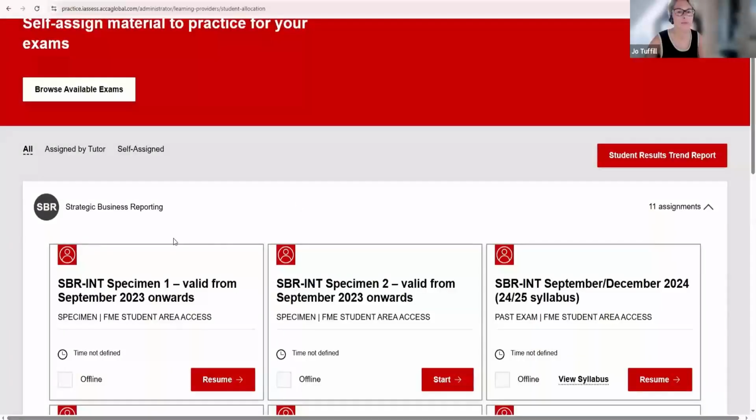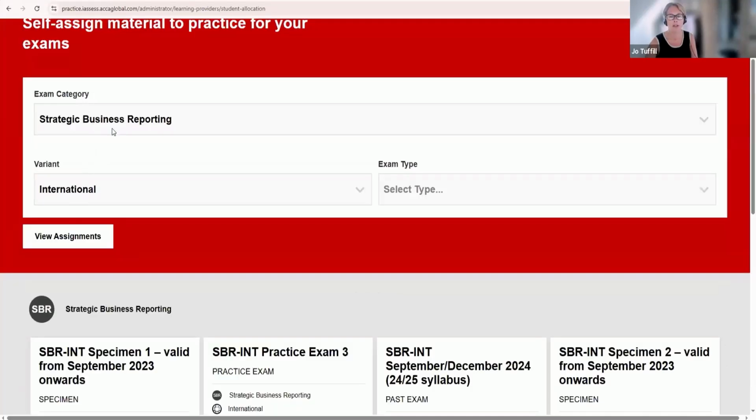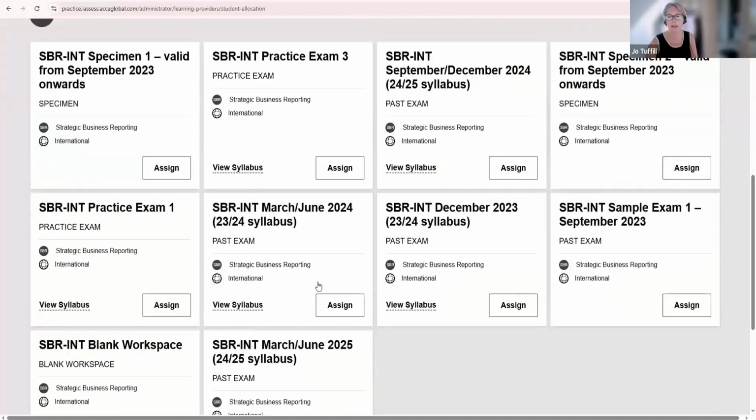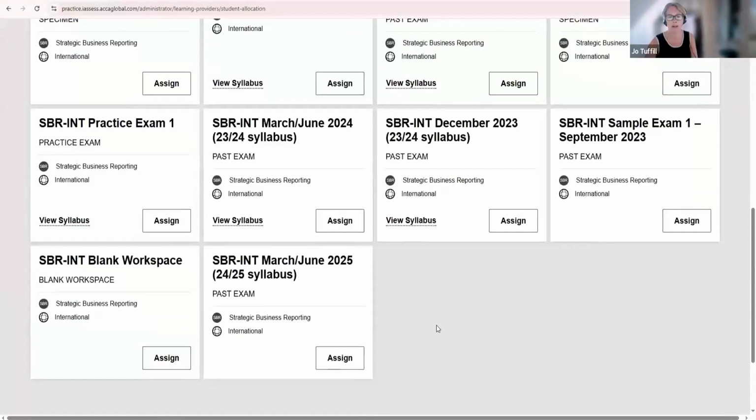Right, so this is a question review of the latest exam. I am on the new ISS practice platform, which functions slightly differently from TestReach. You have to browse available exams through strategic business reporting, click on the international variant, and then all the exams will come up. And then you need to assign them to yourself.